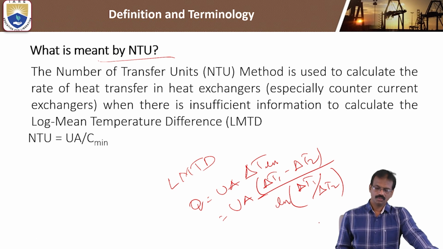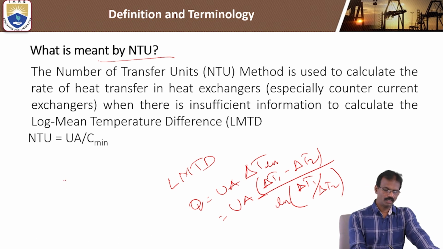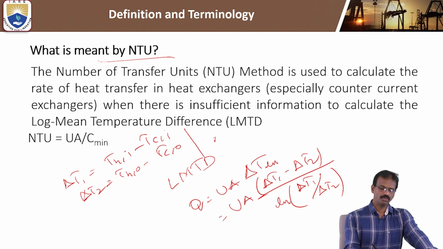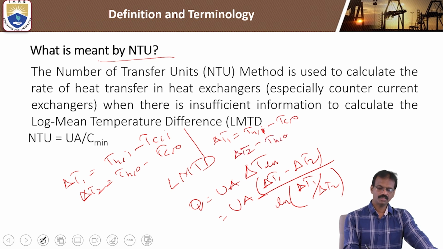But here you know that for the parallel flow, delta T1 is equal to THi minus TCi. Delta T2 is equal to THo minus TCo. For the counter flow, delta T1 is equal to THi minus TCo. Delta T2 is equal to THo minus TCi.